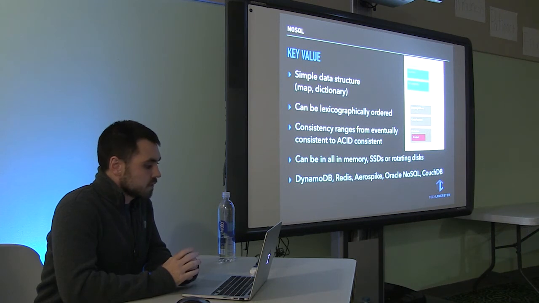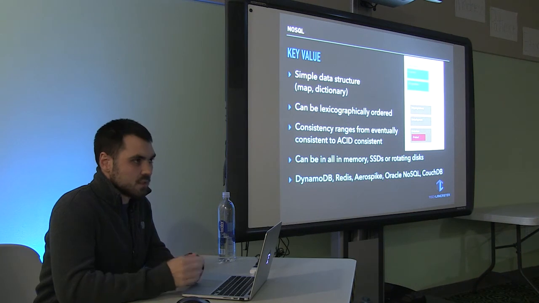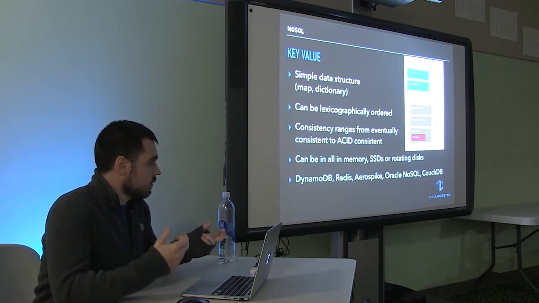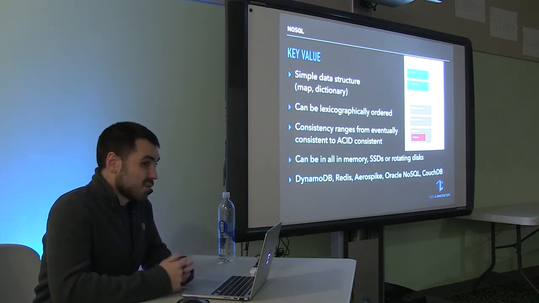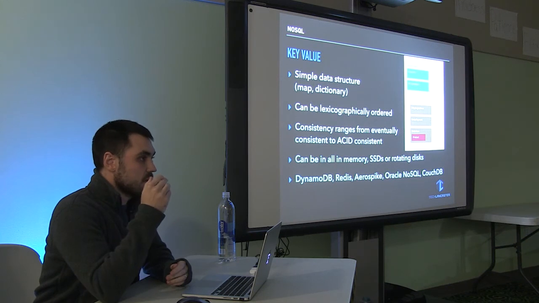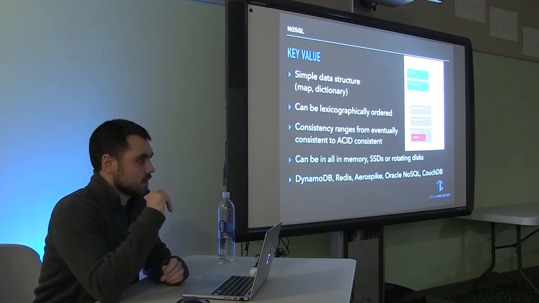So key values are probably the simplest data structure in a NoSQL database. We know them as maps, dictionaries, tuples. Basically, you have a key that's unique, and then you have the value of that. And that value can be anything, though. Like in this example, you can have a lot of customer data in a JSON format or an XML format or even binary, strings, whatever you want. You can lexicographically sort the keys, so it makes operations quicker. If you sort them as you insert them, retrieving things is very fast.